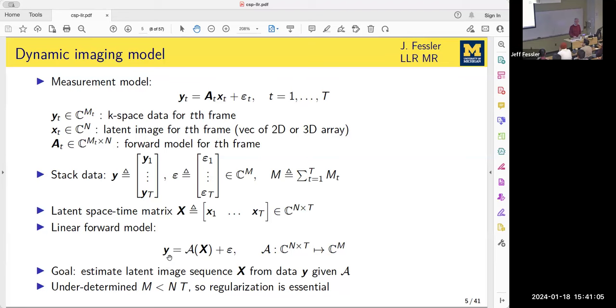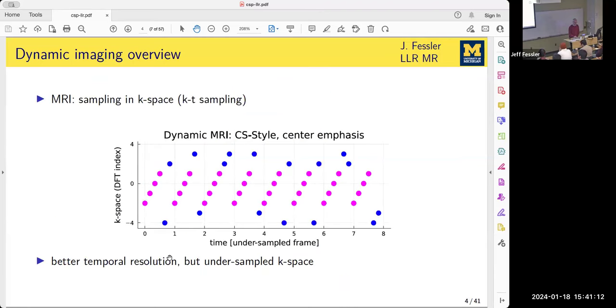Any questions about the setup? Yeah, I have a question. So in your sampling, you mentioned like time delta. Yes. You can't speed that up.